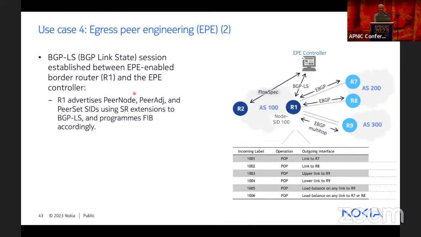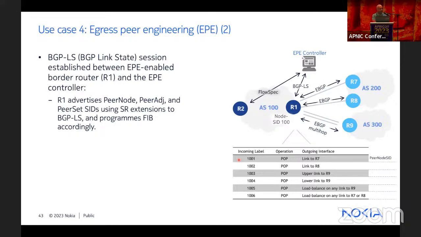As in, is it peer node, peer adjacency, or peer set? Let's start with 1001. What do you think it is? Peer node? Okay. Anyone else got any? I'm not saying it's wrong. Peer node or peer adjacency? Okay. Anyone else? Yeah. But the more specific one is the link. But really, it's a peer node SID because there's only one link to it. So that's actually a peer node SID.